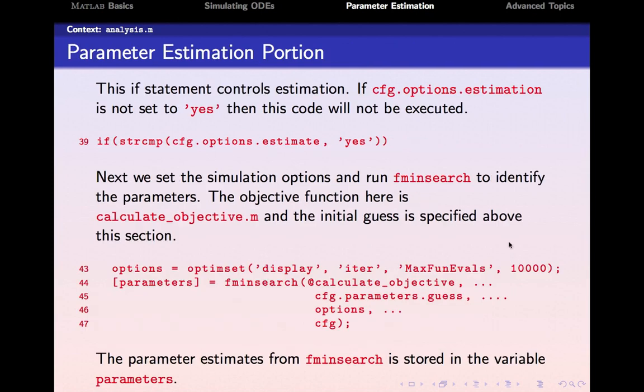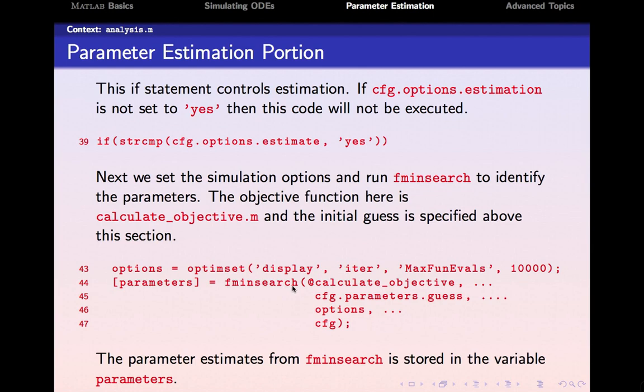If we look, we see that if cfg.options.estimate is set to yes, then it will execute the estimation portion. The estimation portion begins by setting the options. I want to set the display to display the iterations and set the maximum function evaluations, in this case to 10,000. So I want to try an exhaustive search.